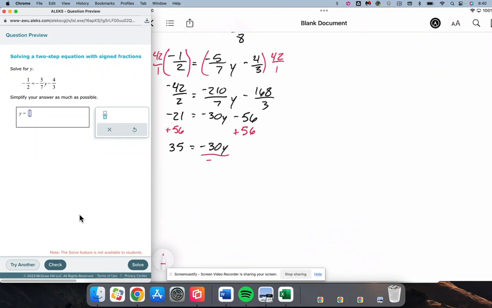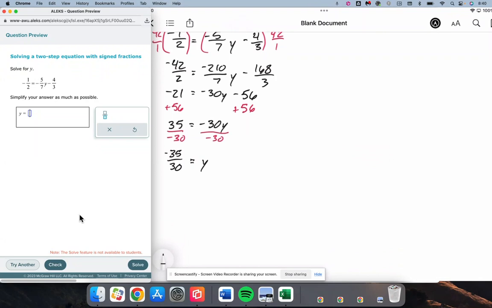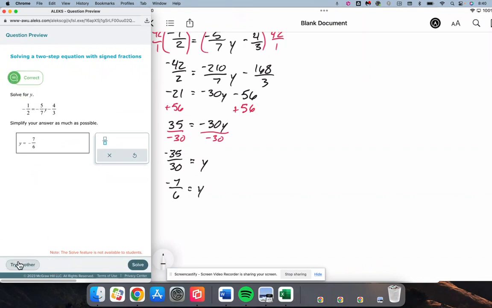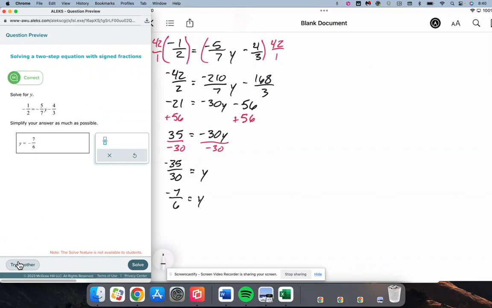We'll divide both sides by negative 30. And we get negative 35 over 30 is equal to y. We can simplify that fraction by dividing both numerator and denominator by 5. We get negative 7 over 6 equals y. Okay, that one looks good. I'll pull this back up in case you need notes.